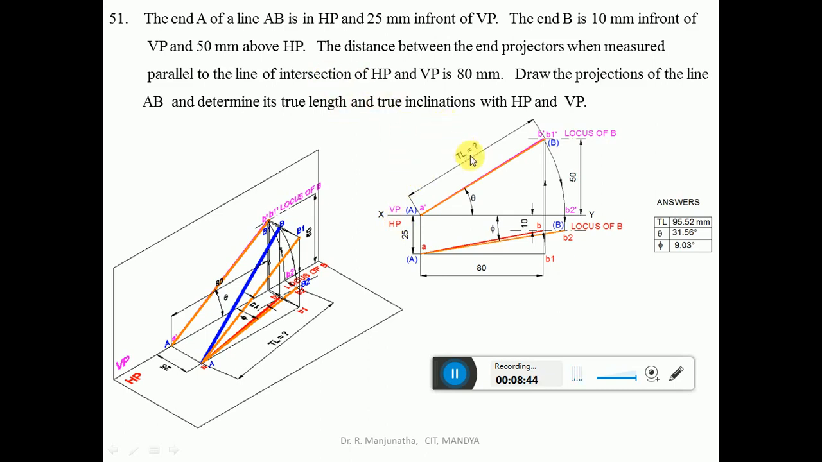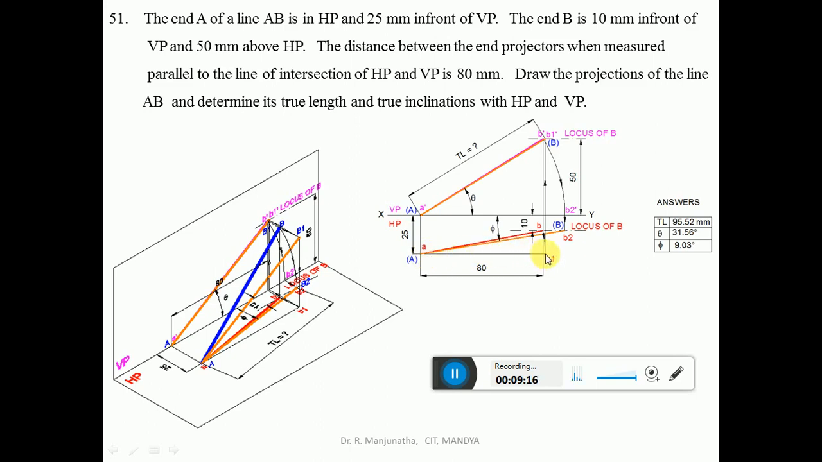To find the true length, first we will consider the true length in VP. To find the true length in VP, we have to rotate the line which is inclined to VP. Which is the line inclined to VP? That is the top view line AB. So with A as center, using the compass, take the radius AB and rotate it such that B1 is also in front of VP by 25 mm, so that the top view of the line AB1 will be parallel to VP.